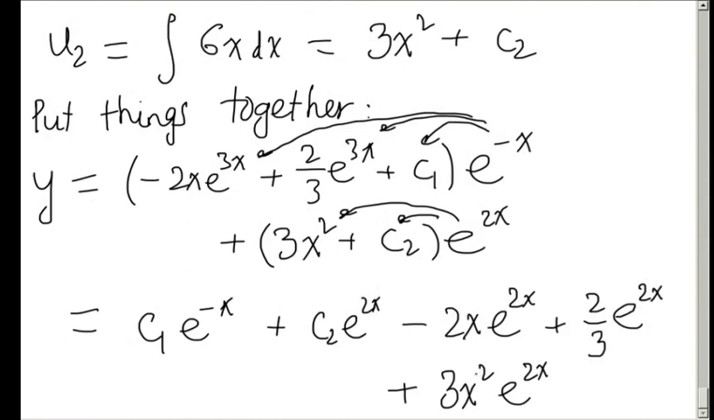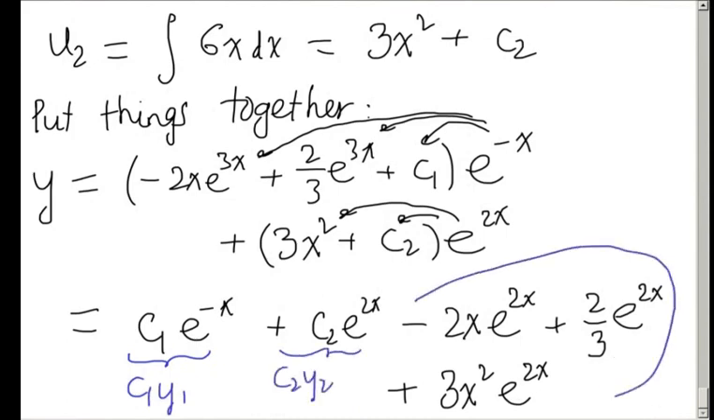So this is c1 y1, this is c2 y2, and whatever is left is our capital Y of x. So as I mentioned earlier, it's possible in this problem to guess for capital Y of x, but we chose to use a different method, variation of parameters, to solve for the general solution. And this is the end of this video lecture.